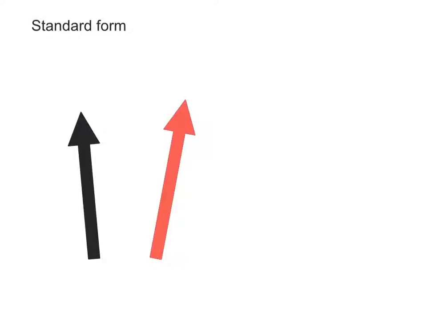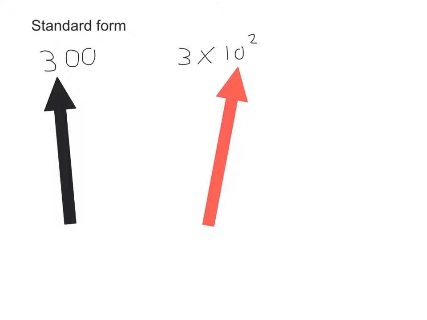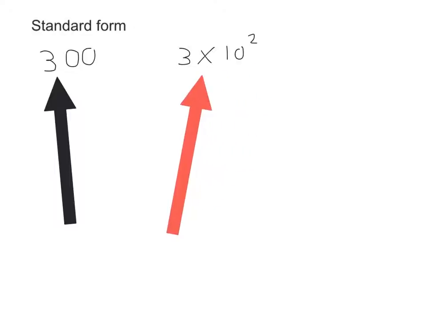Standard form. Let's see together what it is and how we can use it. If we consider standard form, it's just another way to write the same number, possibly in certain circumstances in an easier way. So if we take 300, instead of writing it as 300, we can write it as 3 times 10 to the power of 2. You see it's the same number, because 10 to the power of 2 is 100, and 100 times 3 is 300.